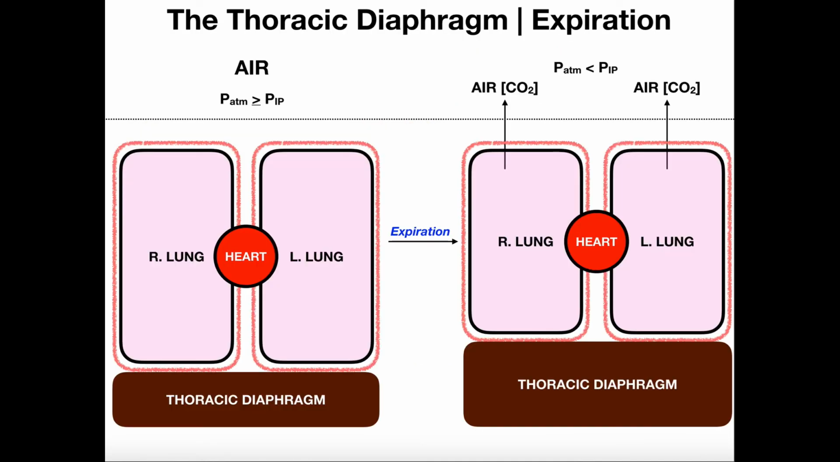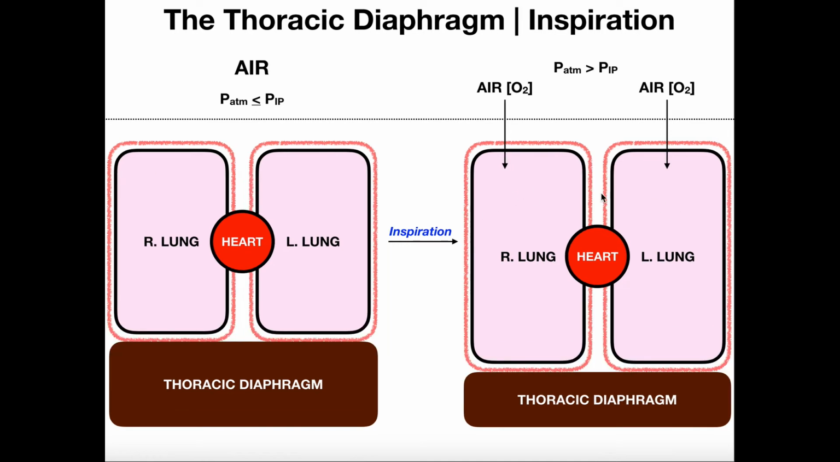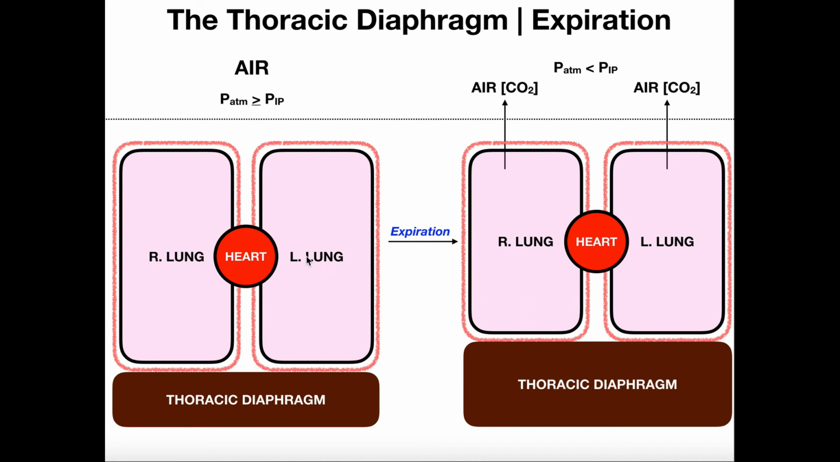Now let's talk about the reverse process, which is expiration. This is pretty much just the opposite. So we're going to begin with the lungs expanded. We're pretty much just picking up with the end of the last inspiration. So our lungs are already expanded, and at this moment right now, the intrapleural pressure is less than or equal to atmospheric pressure. That's what actually caused air to move into the lungs.